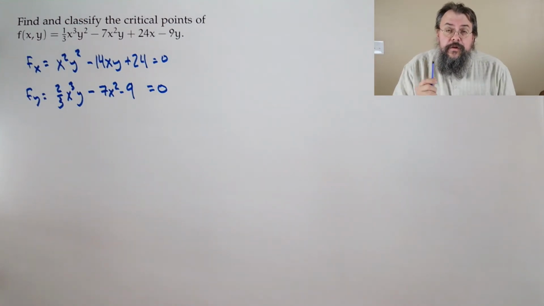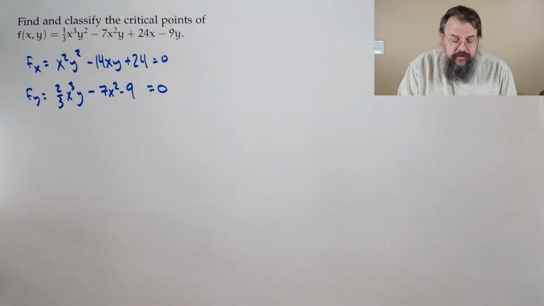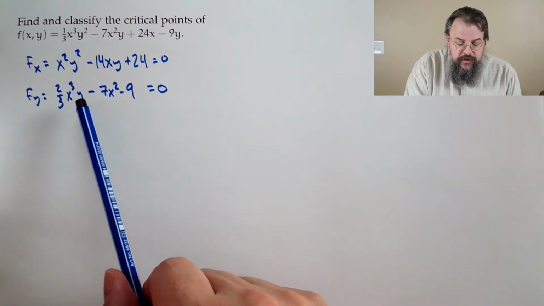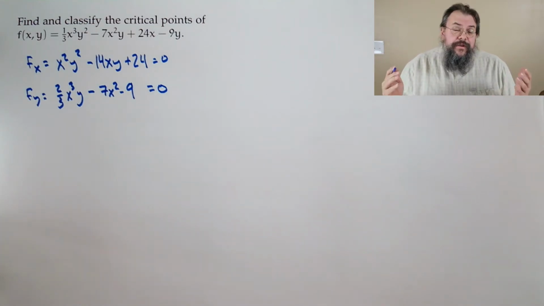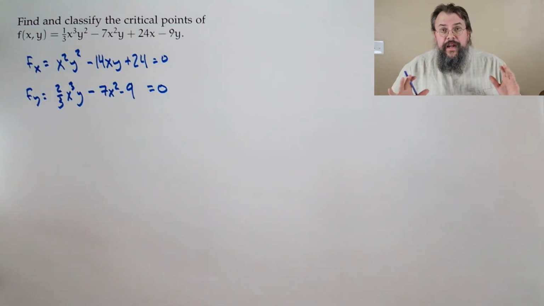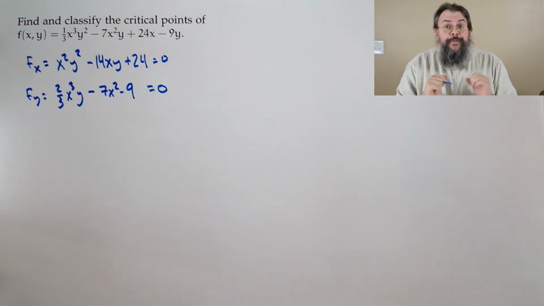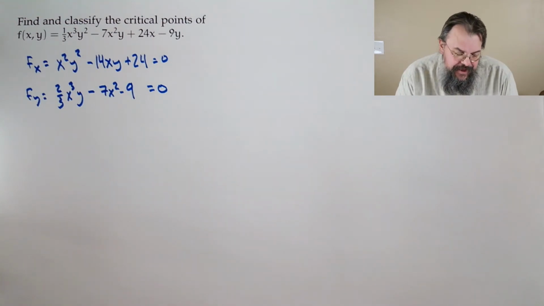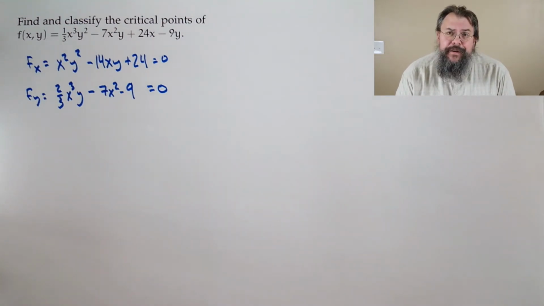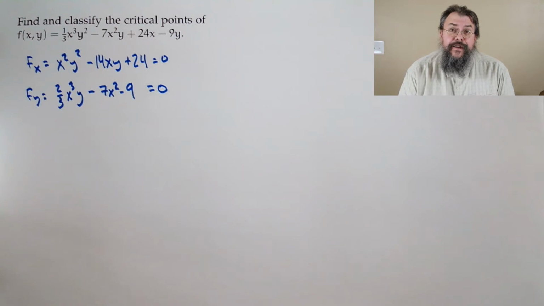If x equals 0 ever were a critical point, look at the second equation. 0, 0 minus 9 equals 0. Can't happen. So we know x equals 0 is not a possibility at a critical point. So we could divide by x if we wanted to. But I don't want to, because I'm a little bit paranoid about what would end up happening if we pursued that.